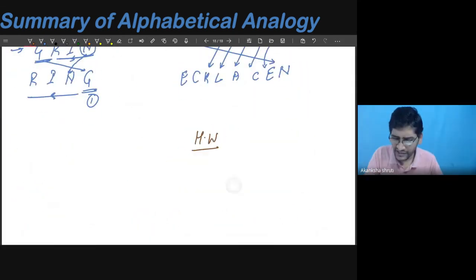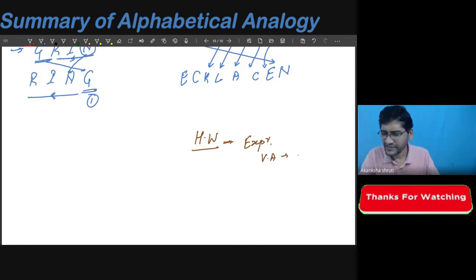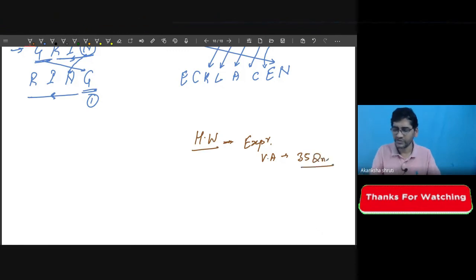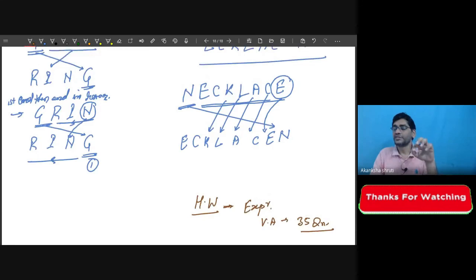Now you can try from Explorer. One is the verbal analogy. From this book you have to try. So at least 35 questions, means the first 35 questions you have to do. Please do this. Remaining are alphanumeric and GK based and verbal. These three we will finish in the next class.